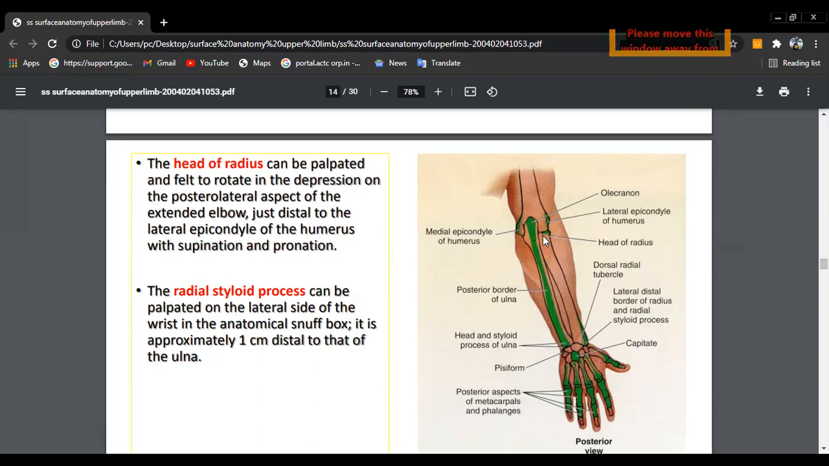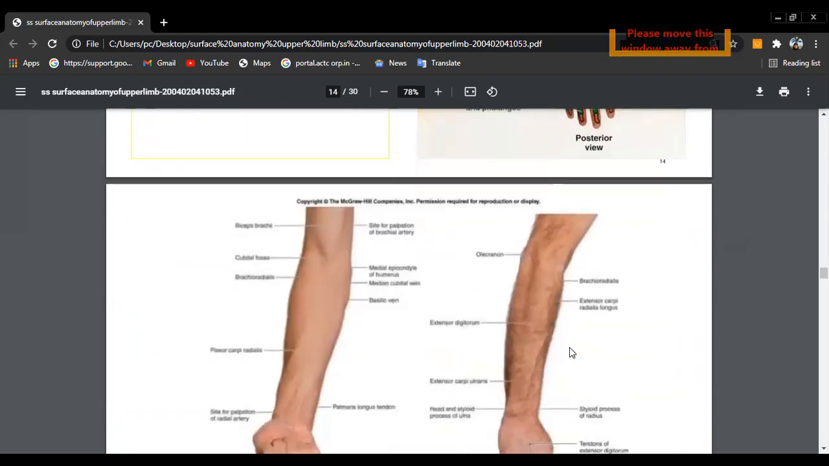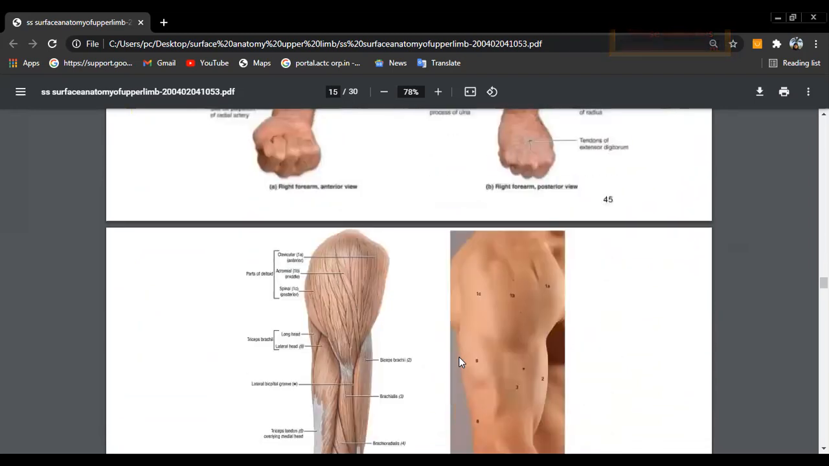More so, if you try to supinate and pronate your forearm, you can see it rotating in the annular ligament, which binds the head of the radius into the radial notch of the ulna bone. As you come down, you will see this projection, which is called the radial styloid process, which can be palpated on the lateral side of the wrist in the anatomical snuff box. It's approximately 1 centimeter distal to that of the ulna. Again, these are the surface landmarks which I discussed when I started my class.